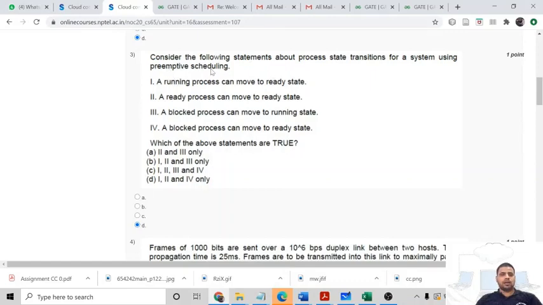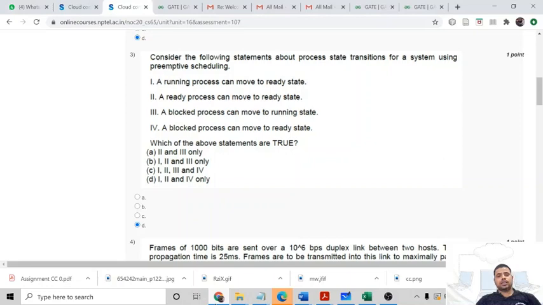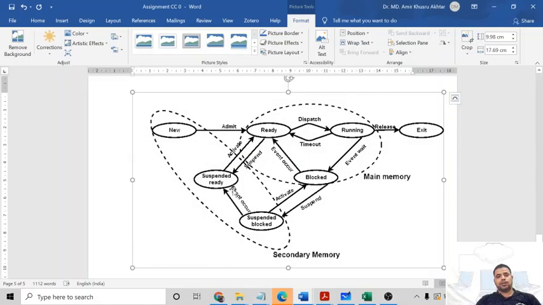The next question is: consider the following statements about process state transition for a system using preemptive scheduling. We have the following information. A running process can move to ready state. Yes, a running process can move to a ready state after timeout. Next, a ready process can move to running state. Yes, a ready process can move to a running state.